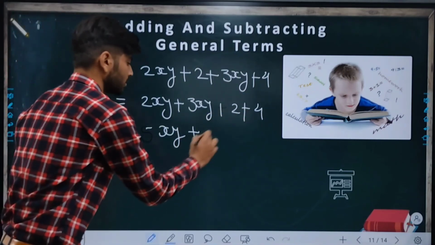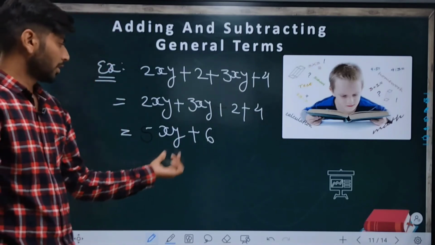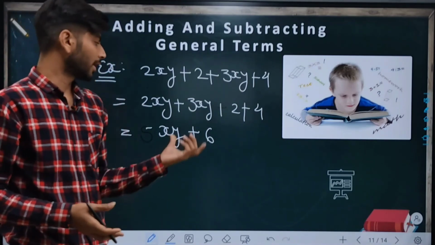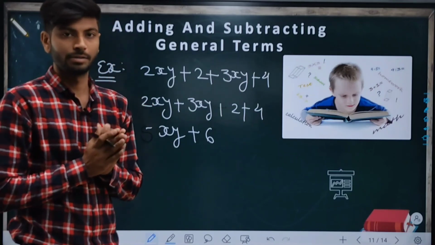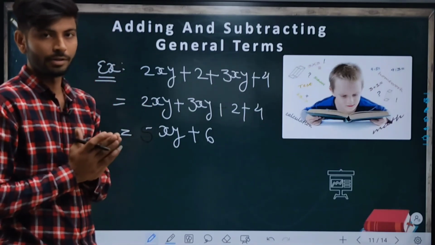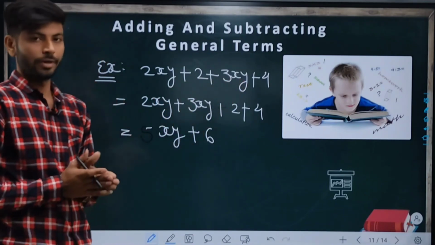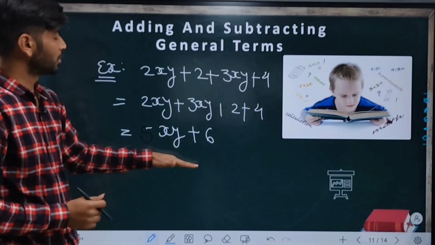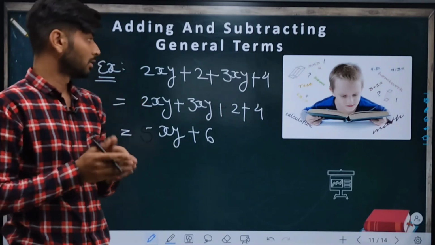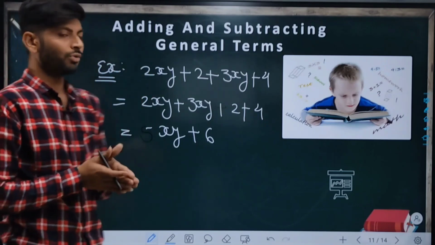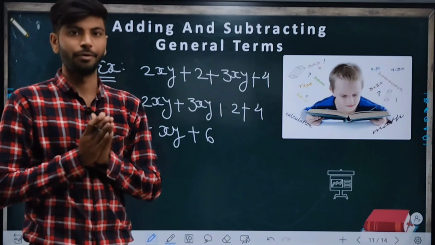Now at last, 5xy and 6 are unlike terms. We cannot add unlike terms. Remember that we can add only like terms. Remember this. It is very important for the exercises, and if you use this method in exercises, it will be very easy. Okay, thank you.